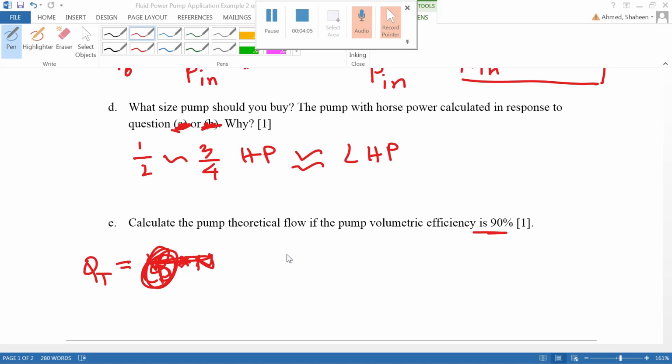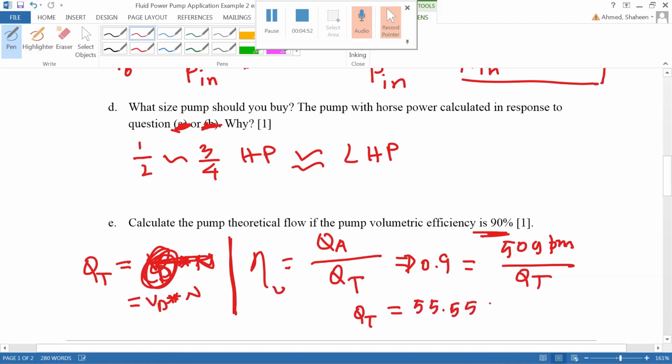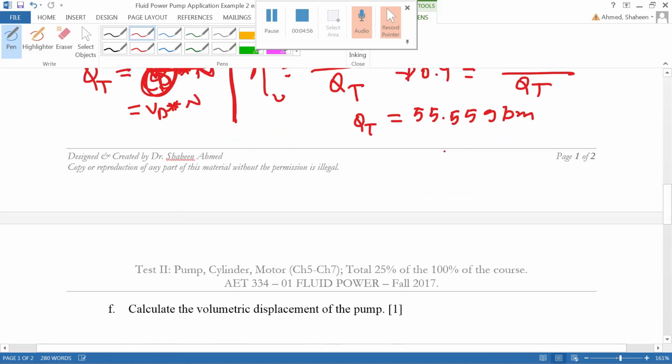We haven't calculated VD yet, so we cannot really use the equation VD times N. On the other hand, we can use the volumetric efficiency equation. Volumetric efficiency is the ratio of the actual flow to the theoretical flow the pump should develop, since actual will be less than theoretical because of slippage. So 0.9 is equal to QA, which is 50 gallons per minute, divided by QT. So QT is 55.55 gallons per minute. That's the theoretical flow.